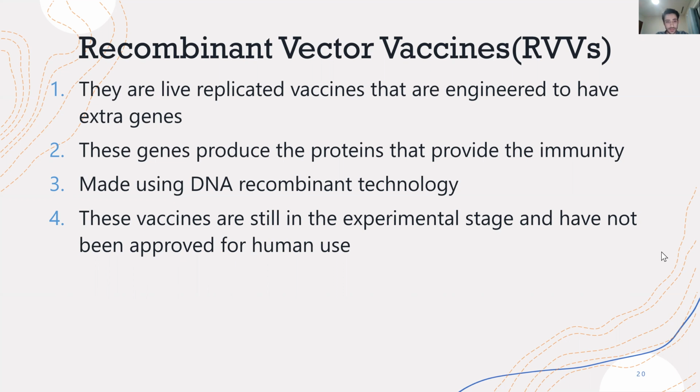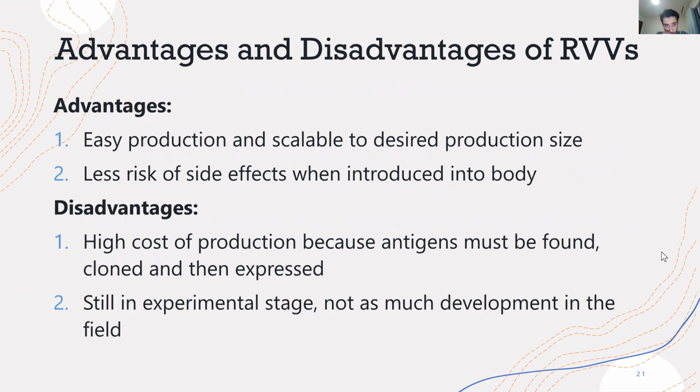although animals have. Advantages would be that it has easy production and scalable to desired production size, less risk of side effects when introduced to the body. Disadvantages would be high cost of production because antigens must be found, cloned, and then expressed. Also, like mentioned before, it's an experimental stage, so not as much development in this field.